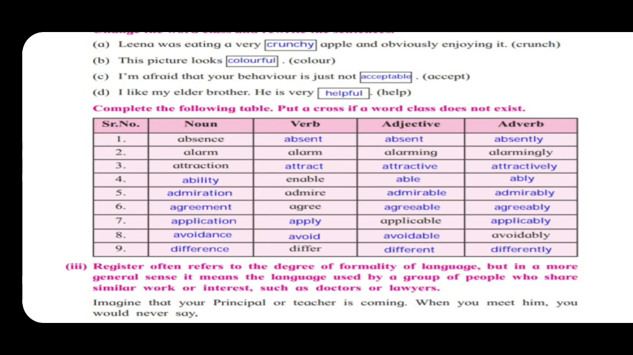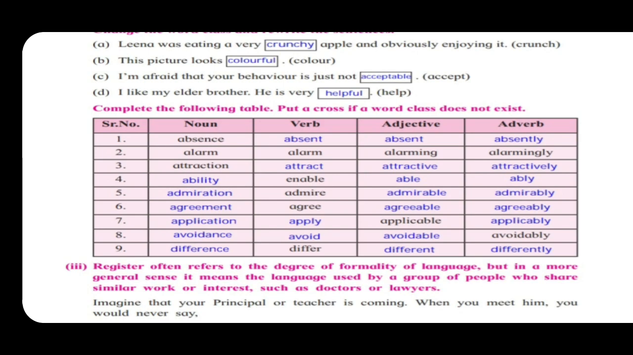Third is attraction. Noun word attraction. Verb of attraction is attract. Adjective attractive. Adverb attractively. Fourth, ability. Noun word ability, right? Then after that, verb enable. Adjective able. Adverb ably. Noun word admiration. Verb admire. Adjective admirable. Adverb admirably.